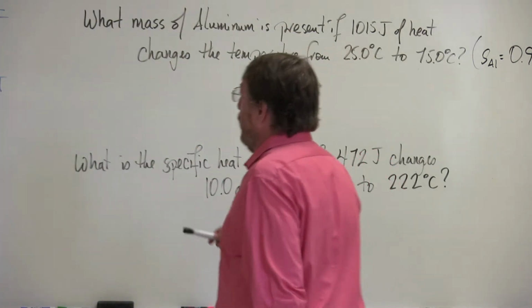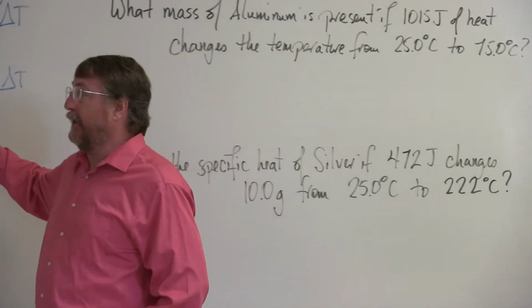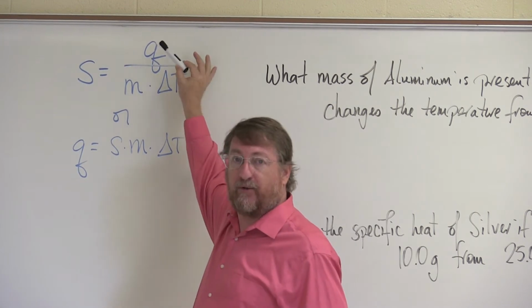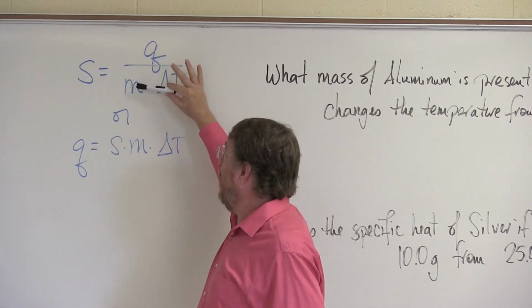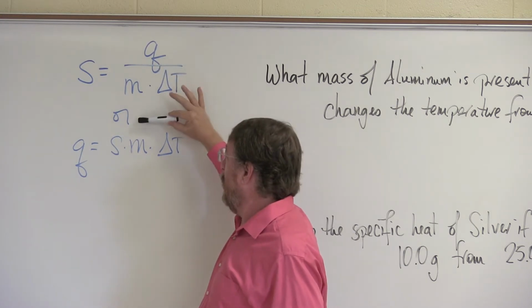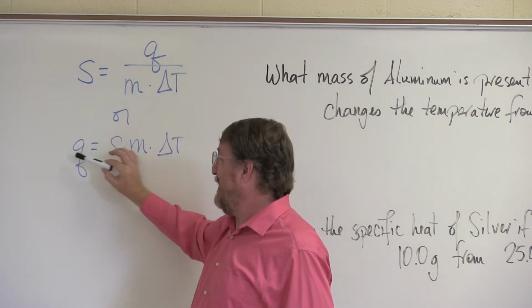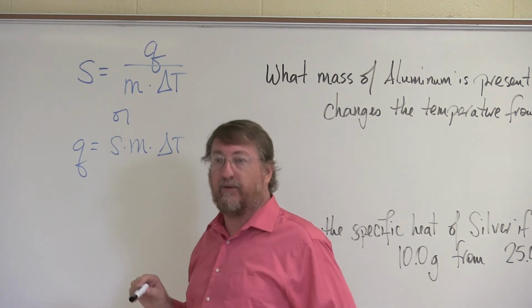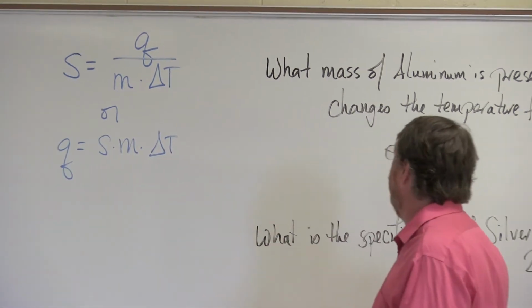So the equation for specific heat capacity is the specific heat is equal to the heat. We're going to use letter Q to represent the heat, divided by the mass and the temperature change the substance undergoes. Or an easier way to write it is that the heat is equal to the specific heat times the mass times the temperature change. Okay? Got a couple examples here.